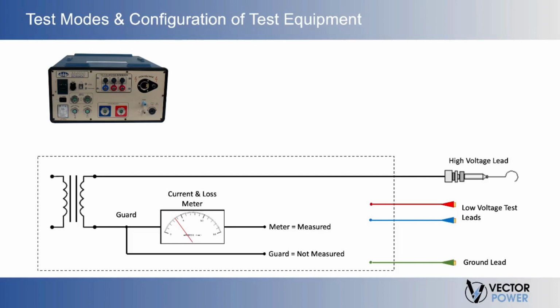Test modes are selected in the Doble Test Assistant Field or DTAF software and instruct the test set which test lead ports to connect to the meter and which test lead ports to connect to the guard circuit. So again, going back to our slide here, we would see our ground lead connection, our low voltage measurement channels, either red or blue, and our high voltage lead, which basically provides the source test voltage from the instrument's transformer.